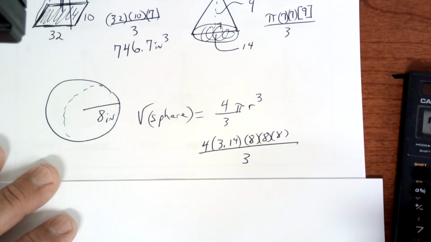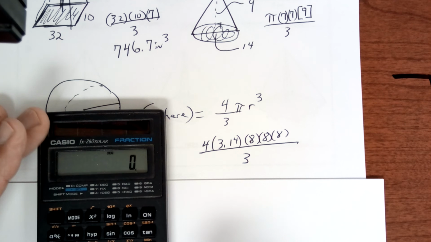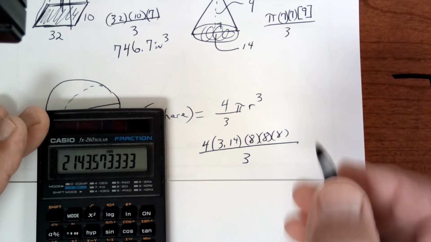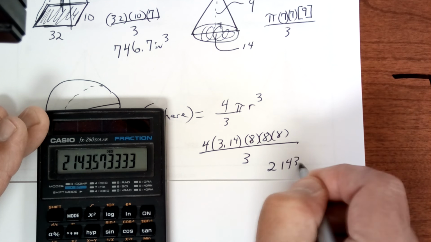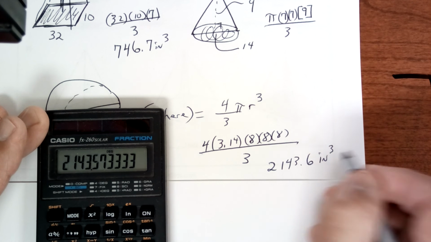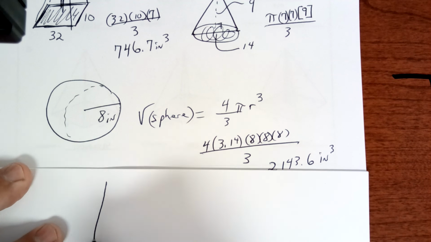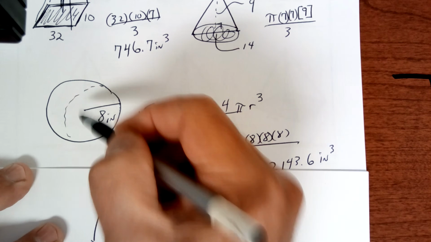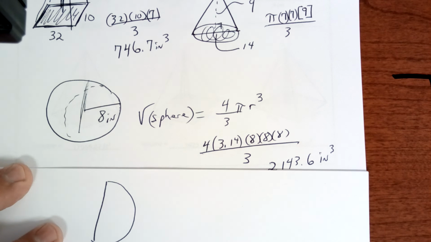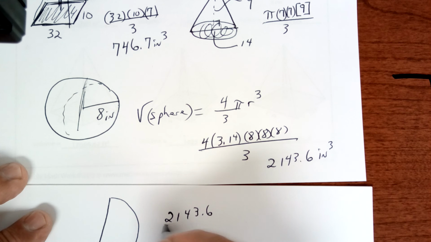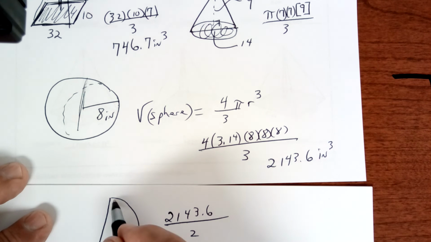So let's work that one. So it's going to be 8 times 8 times 8 times 3.14 times 4, press equals, divide by 3. You can double check it. I'm going to go with 2143.6 cubic inches. Now, let me just say that if it's half of that, which looks like this, if it's half of this ball, you would have to divide by 2 as well. So you would take the 2143.6 and divide it in half if it's half of the whole sphere.